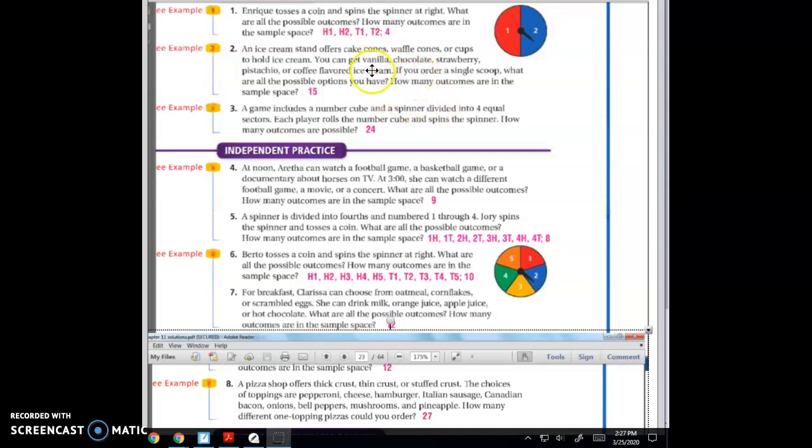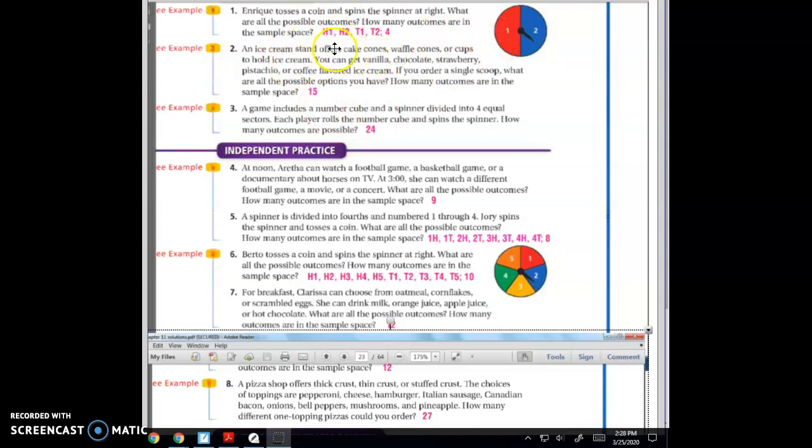Okay, I'm just going to go over very briefly just the first three. So number 1 says Enrique is tossing a coin and spinning the spinner. And so he could get a heads and a 1, a heads and a 2, or he could get a tails and a 1 or a tails and a 2. That's 4 outcomes. 2 sides to a coin, 2 parts to the spinner. 2 times 2 is 4.